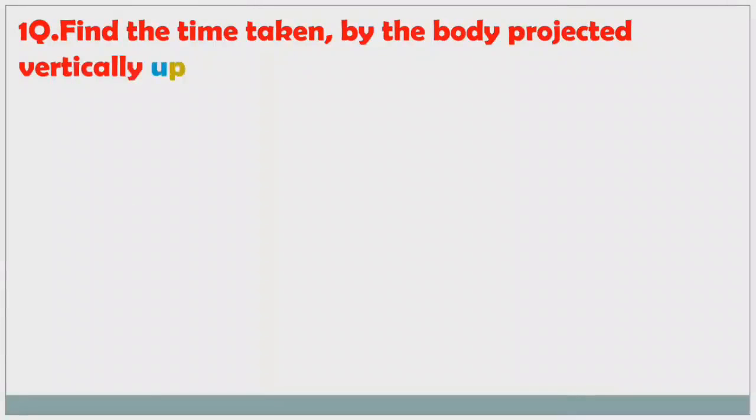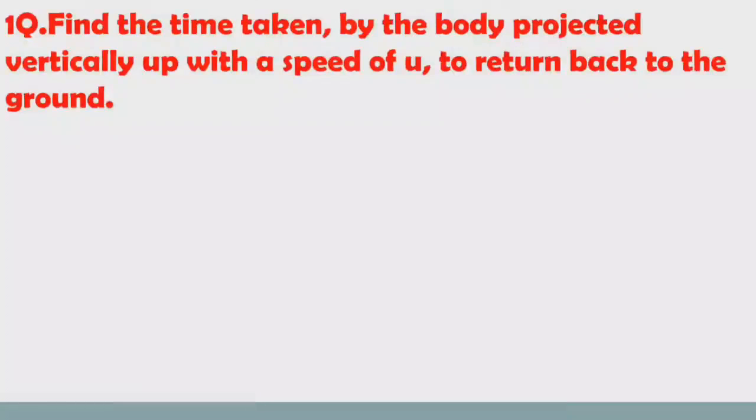Now we will see one problem. Find the time taken by the body projected vertically up with a speed of U to return back to the ground. Here an object is projected vertically up with initial speed U. Then it will travel towards the maximum height. At maximum height, its speed will become 0 and again it returns back. So we have to find the time taken to complete the journey.